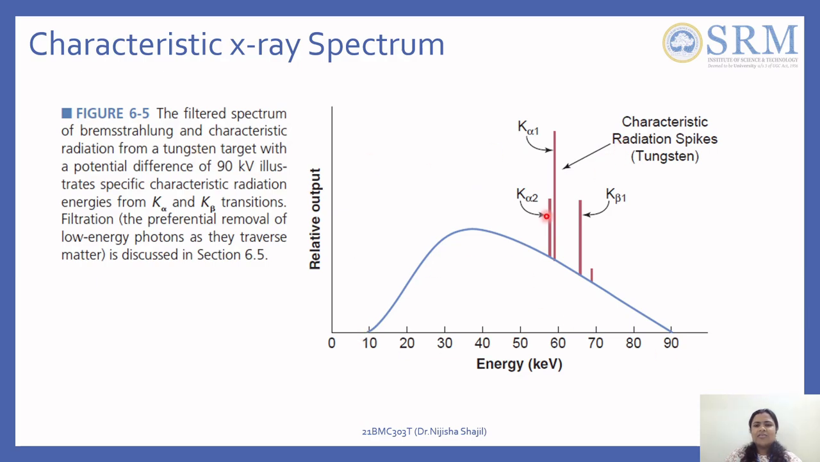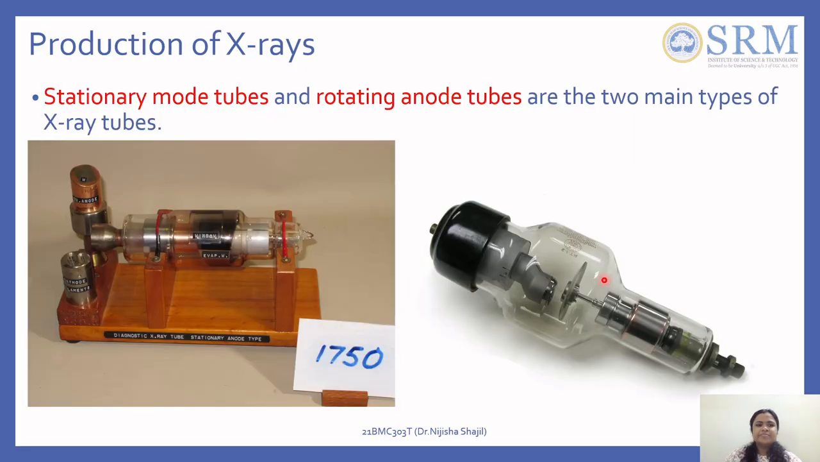Whereas if you see characteristics, based on what type of material, tungsten, you're using, how many such materials are present, based on that you have the characteristic peaks. They are more impulse type of response.